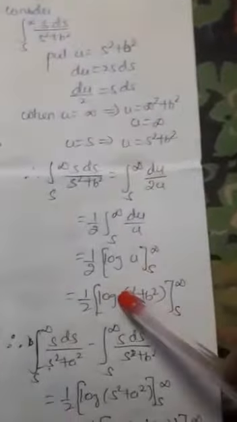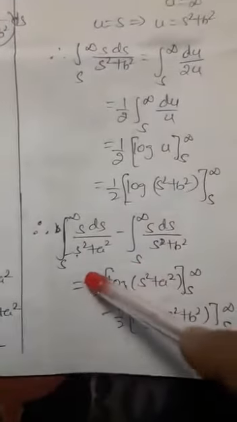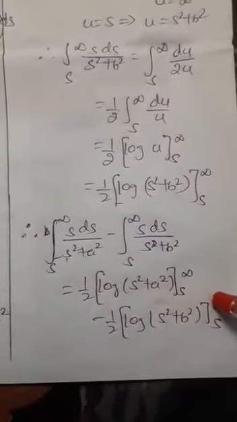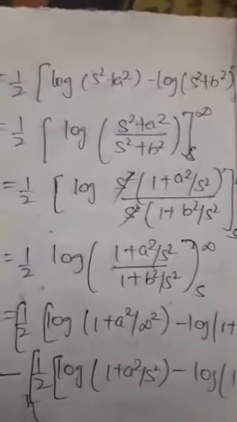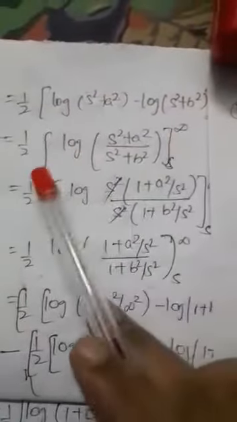So after finding the second part, we get 1 by 2 log of (s square plus b square), s to infinity. Now both the terms we have considered, I am subtracting. After subtracting: half log of (s square plus a square) from s to infinity minus half log of (s square plus b square) from s to infinity. After that, I am taking half common, log a minus log b, so it is log of a by b.